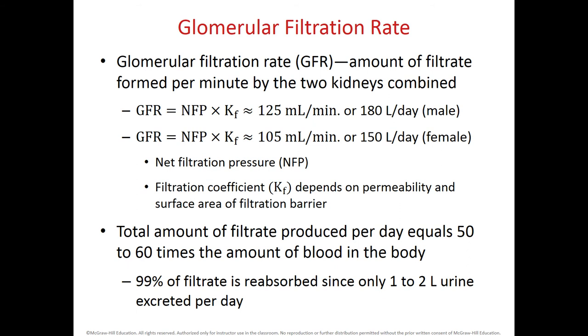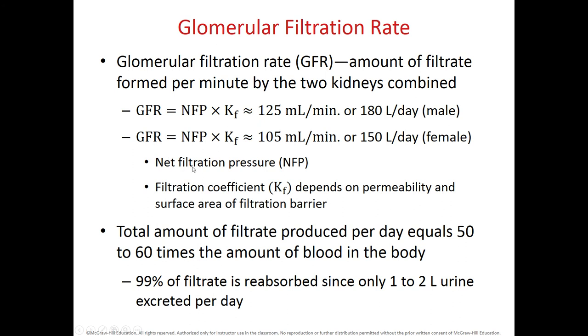So we have this glomerular filtration rate, or GFR, which is the amount of filtrate that is formed per minute by the two kidneys combined. So we can calculate your GFR multiplying your net filtration pressure by the filtration coefficient. That is a coefficient that will depend on how permeable your glomerulus is and what will be the surface area of the filtration barrier. So how many basically glomerular endothelium you have healthy.